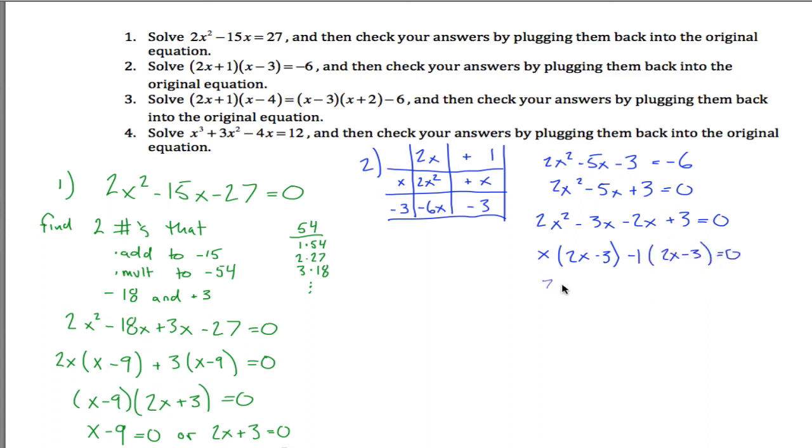So if we factor out the 2x minus 3, we're left with x minus 1 equals 0. So what that tells us is either 2x minus 3 equals 0 or x minus 1 equals 0. So either 2x equals 3 and therefore x equals 3 halves, or x equals 1.